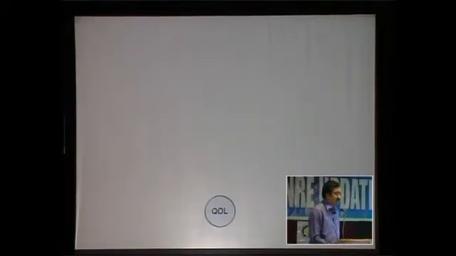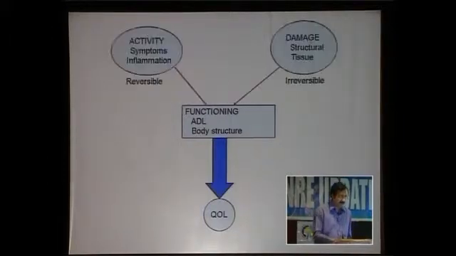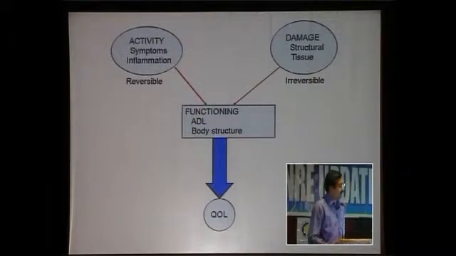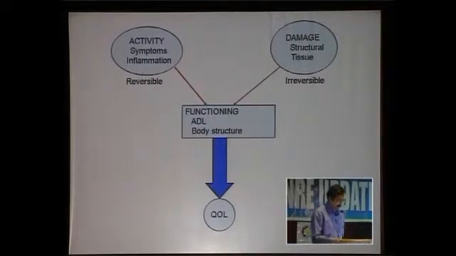So when we think of assessing a disease, what we are aiming at is having a normal quality of life. The quality of life depends on two things: activity of daily living, and body structure. This in turn depends on two things: activity, and damage. Activity is basically the symptoms and the inflammation which we try to quantify, and equally important is damage. Both structural damage, especially at the tissue level, in spondyloarthropathy at the level of the bone. We think that activity is reversible and damage is irreversible. So it is extremely important to differentiate what can be done for the patient and what is damage.